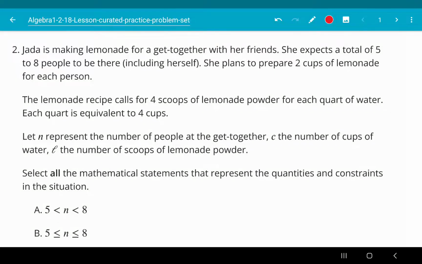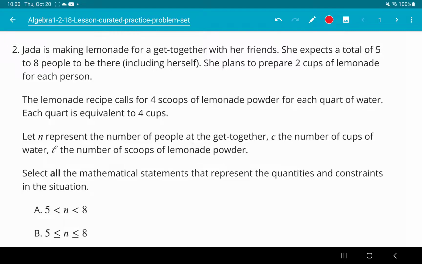Jada is making lemonade for a get-together with her friends. She expects a total of 5 to 8 people to be there, including herself. She plans to prepare 2 cups of lemonade for each person. The lemonade recipe calls for 4 scoops of lemonade powder for each quart of water. Each quart is equivalent to 4 cups.